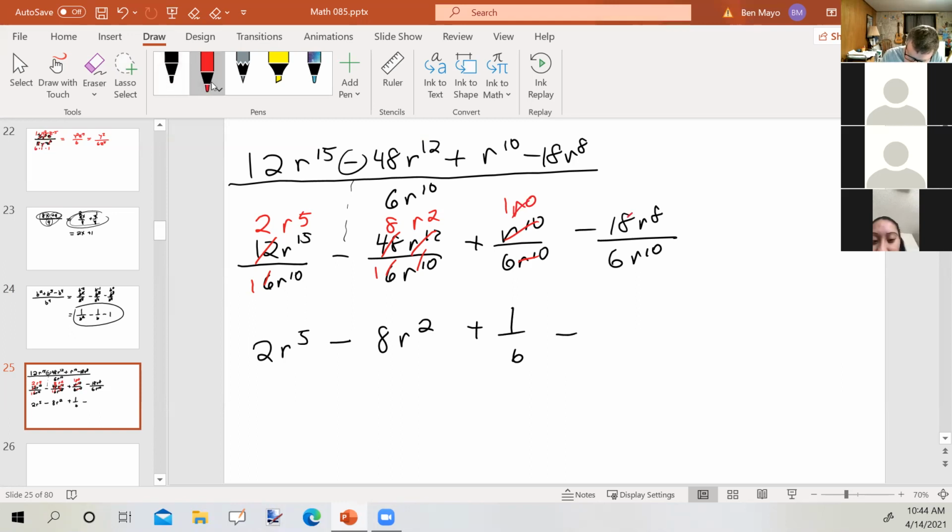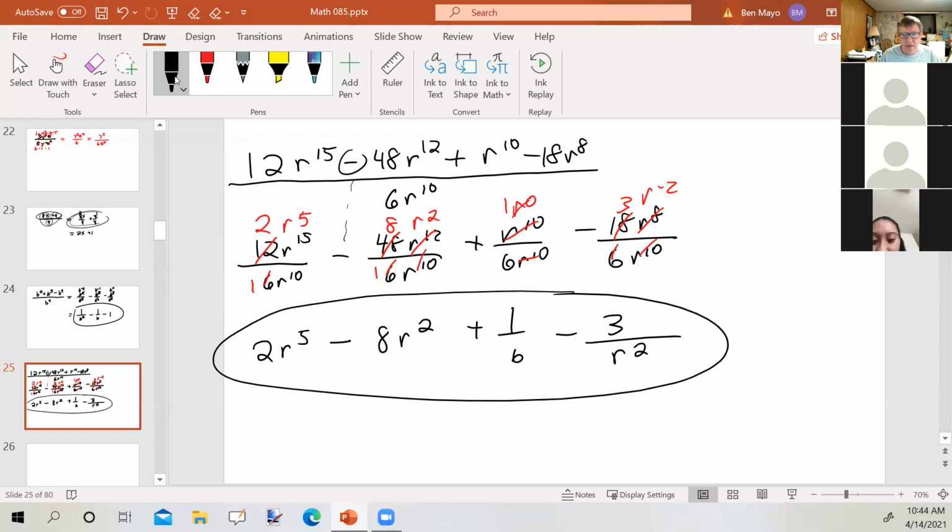minus 18 over 6 is 3. r to the 8th over r to the 10th is r to the 8 minus 10, or r to the negative 2 power. So we get minus 3, but then r to the negative 2 on top moves downstairs to become r to the positive 2. And so that is our final answer. Notice again, all the exponents are positive in the final answer. All right, any questions?